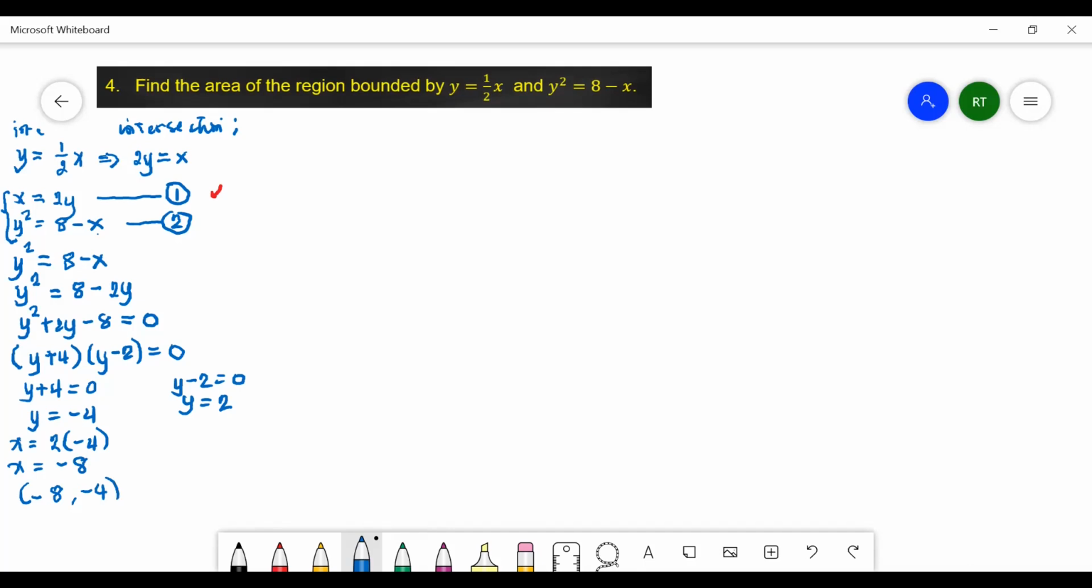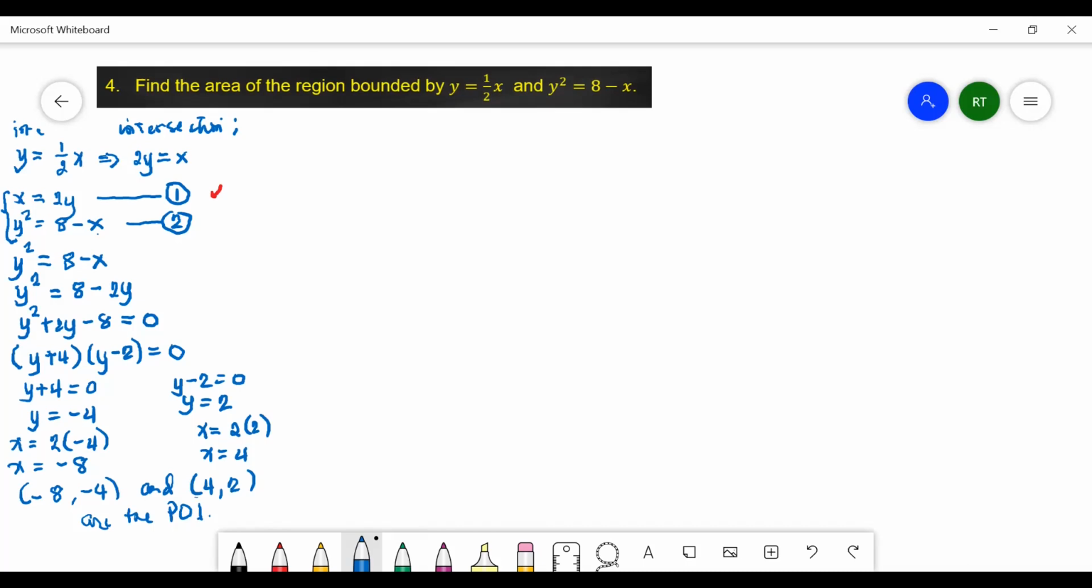On the other hand, if y is equal to 2, then the corresponding value of x is 2 times y, so 2 times 2, or x is equal to 4. Therefore, the other point of intersection is at (4, 2). Hence, we say that (-8, -4) and (4, 2) are the points of intersection. Let us just call this POI, points of intersection.